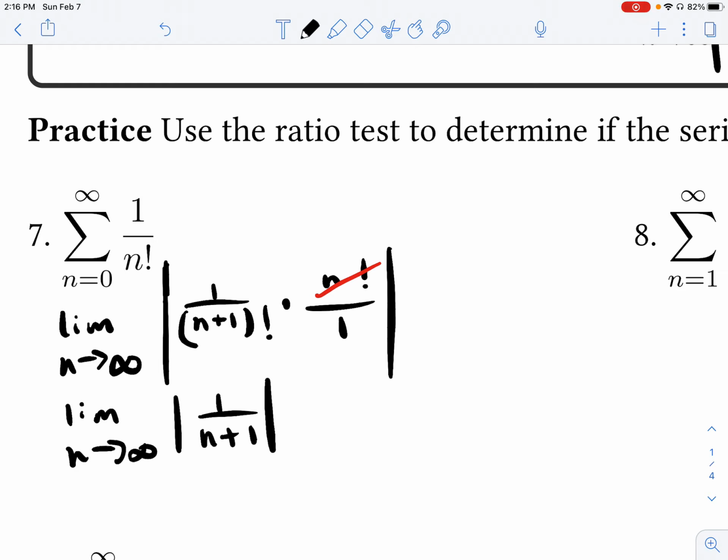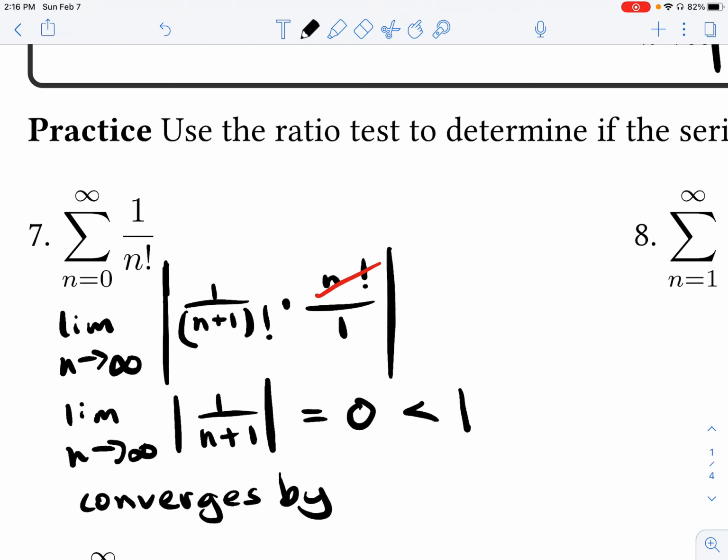As n gets closer and closer to infinity, this ratio is going to get closer and closer to 0. And since this limit of this ratio between terms is less than 1, we can say that this series converges by the ratio test, RT for short.